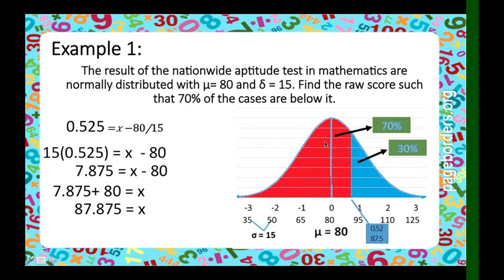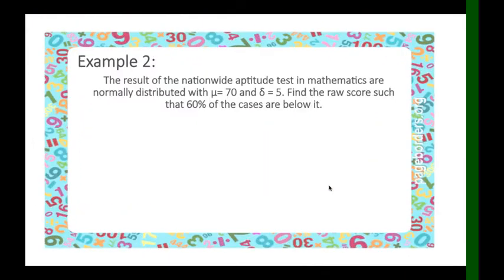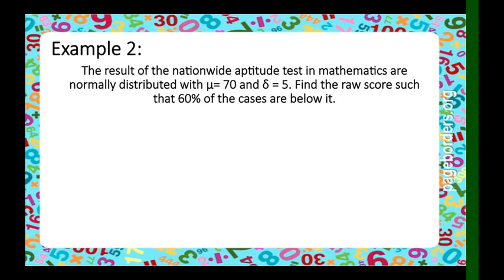This is the population mean, the sample mean. Okay? Now, example number 2. The result of the nationwide aptitude test in mathematics are normally distributed. Another one. We have 70, 5, and find the raw score such that 60% of the cases are below it.